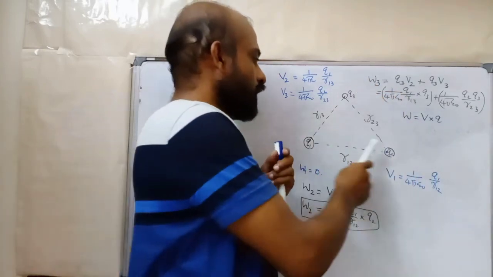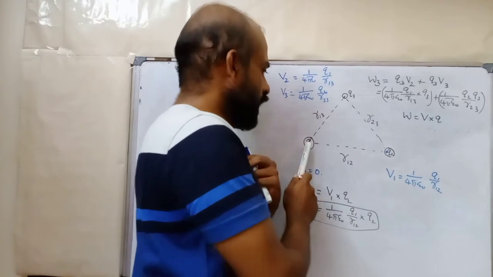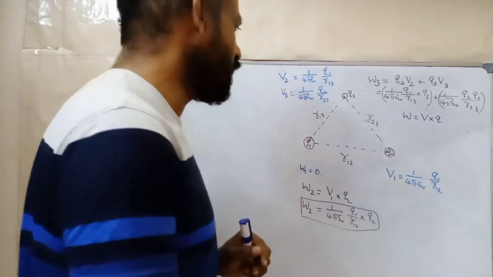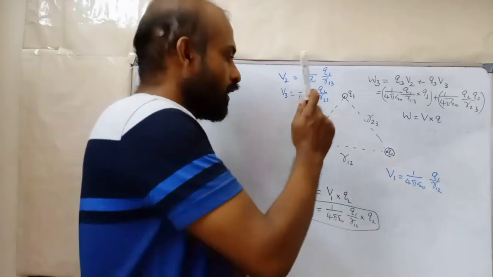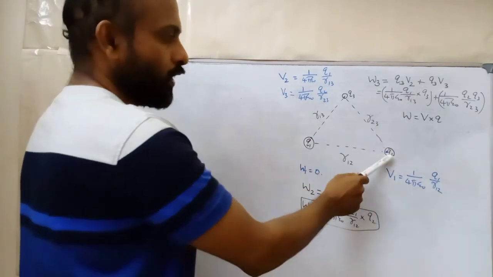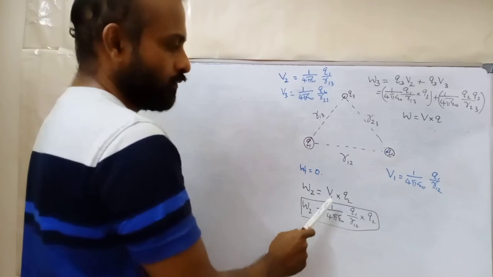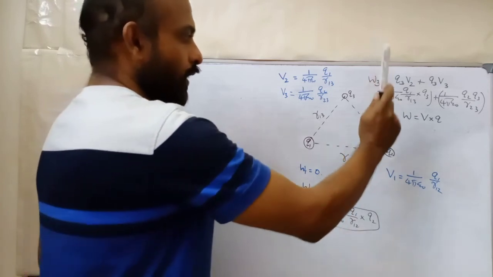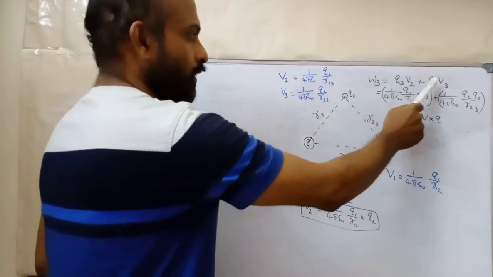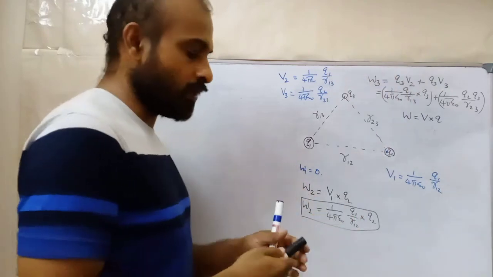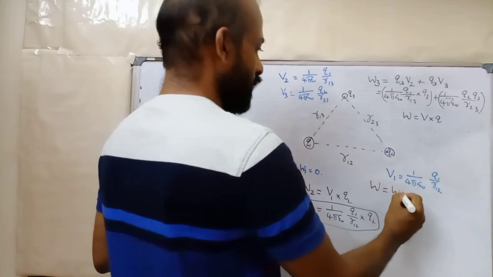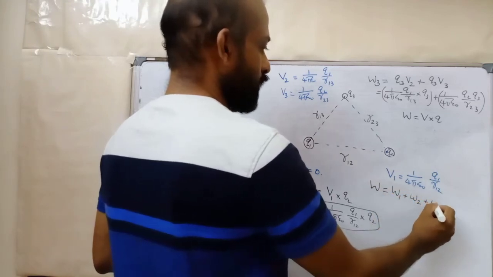So to assemble these three charges, I have done work. When I brought Q1, there was no other charge, so I didn't do any work, so W1 was 0. When I brought the charge Q2 here, I have done a work W2. Work is equal to potential into charge. When I brought another charge here, this is under the influence of two potentials, so the work done is W3. Two terms are there. Net work done, I need to add these three works. Net work done is equal to W1 plus W2 plus W3.